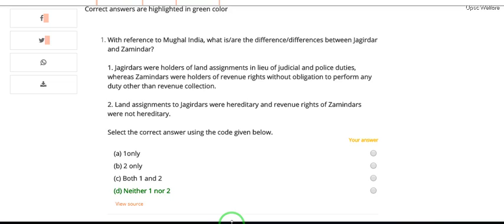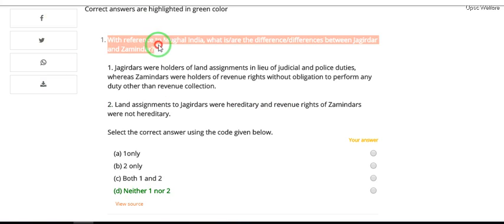See, in this video tutorial, I will give you a complete analysis of the 2019 UPSC Civil Services Prelims Examination, General Studies Paper 1. So see here, first question: in Mughal India, what is the difference between the Jagirdari and Zamindari systems?